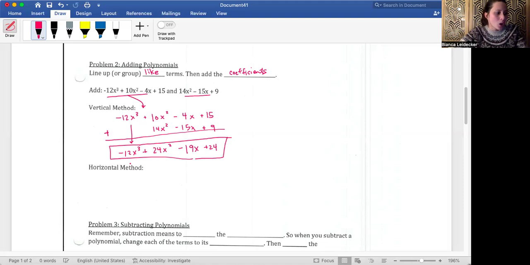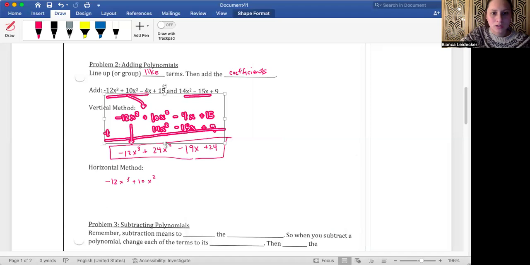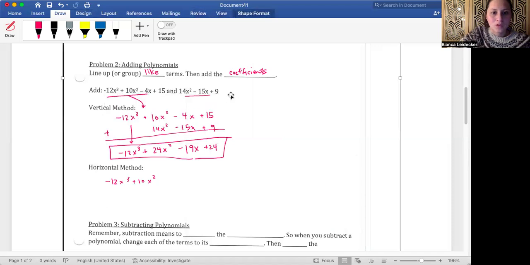Okay, what if I'm adding them horizontally? So if I'm looking at this horizontally, I'm going to rewrite everything. And then what I'm going to do is really pick apart the like terms, and I'm going to add those, bring those together. Another set of like terms here, I'm going to bring those together. And then my third set of like terms, I'm going to bring those together.